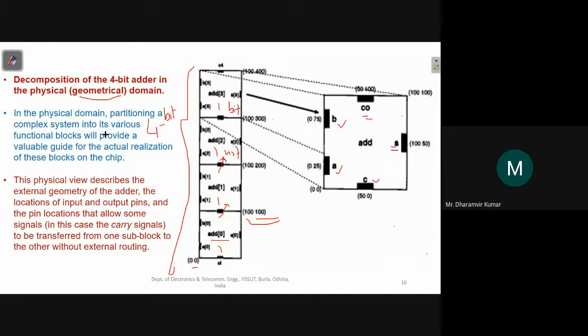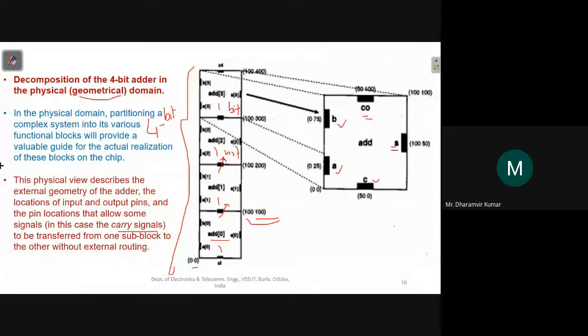This physical view describes the external geometry of the adder, the locations of input and output pins, and the pin locations that allow some signals to be transferred from one sub block to the other without external routing. In this case, the carry signals. Since the carry output of this block goes into the carry in of this block, we can directly connect these two carries at a single pin location without any external wire or routing. In this sense, it saves the cost of extra wiring or routing that would have had to be done.